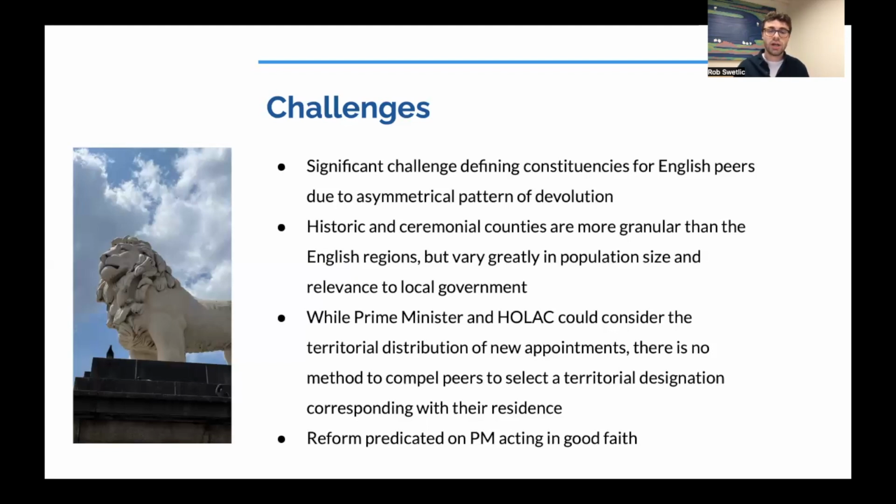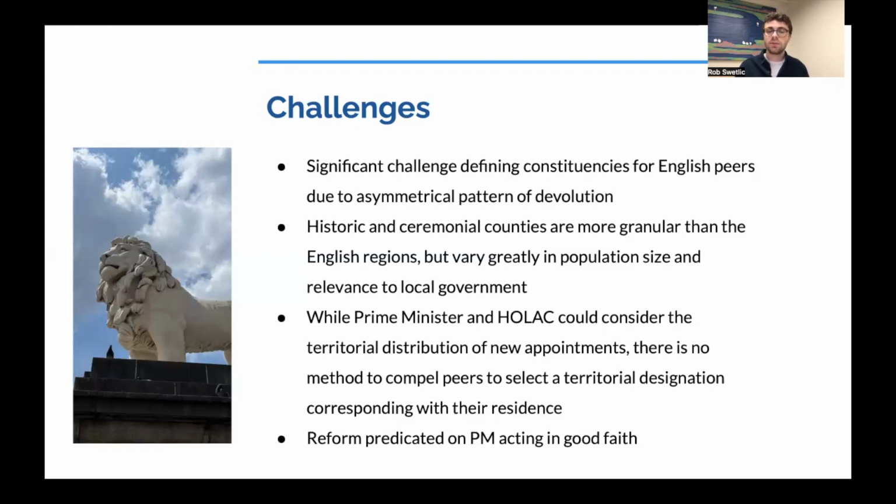Beyond the substantial challenge of identifying constituencies, the Prime Minister and House of Lords Appointments Commission have no real method to compel peers to select a territorial designation corresponding with their residence. The process of selecting a locality in letters patent is decided entirely privately between a peer and the Garter King of Arms. And while the Prime Minister and the House of Lords Appointments Commission could consider where they live and their residence, there is currently no way to compel them to select their residence for their territorial designation.